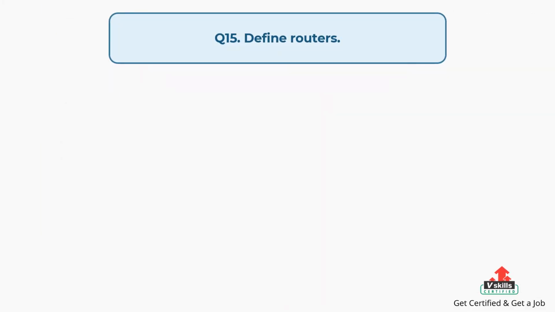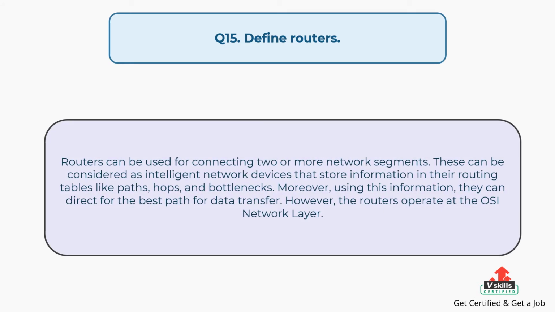Question number 15. Define routers. The answer is: routers can be used for connecting two or more network segments. These can be considered as intelligent network devices that store information in their routing tables like paths, hops, and bottlenecks. Moreover, using this information, they can direct for the best path for data transfer. However, the routers operate at the OSI network layer.